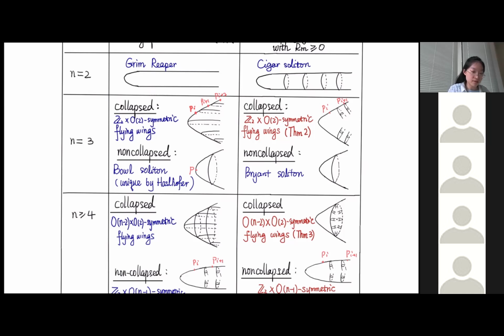Maybe you can show something like this. You can glue up some flying wings. Here you have a flying wing, here's another, and you can glue up these five flying wings to get a compact Ricci flow. Then it is not an ancient pancake because it is not rotationally symmetric. I think such a solution might still exist, but I'm not sure exactly.